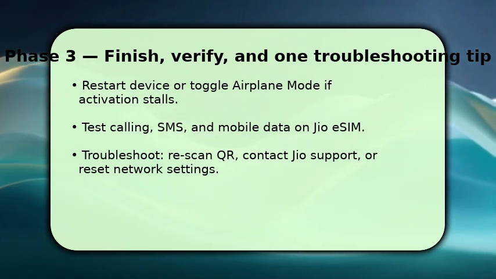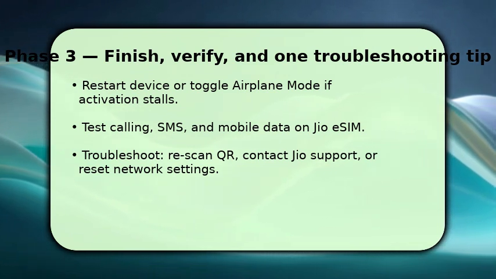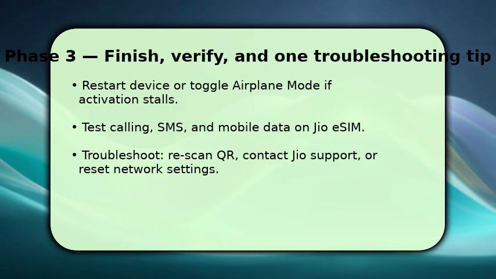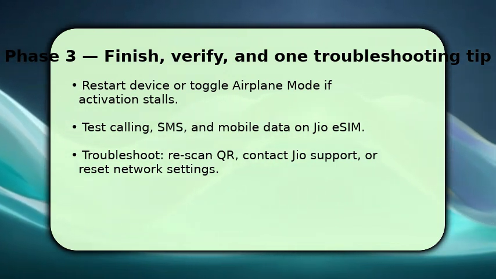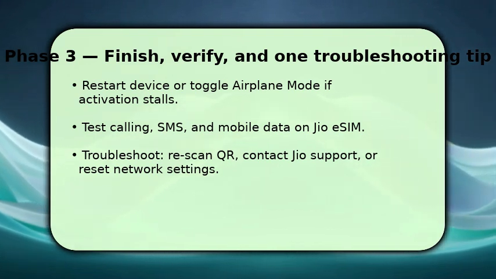If it doesn't register, toggle airplane mode for 10 seconds and try again. As a key troubleshooting tip, rescan the QR or use manual SMDP Plus entry. If problems persist, contact Jio support and be ready to reset network settings. That resolves most activation issues quickly.